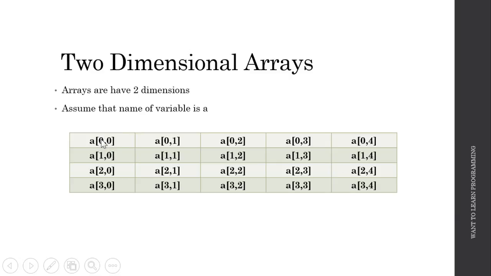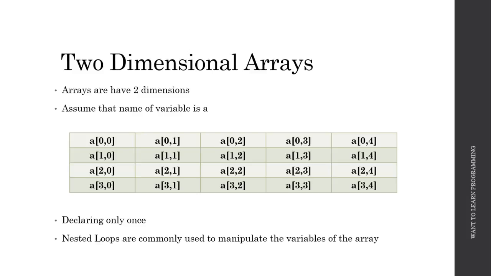The first index is the row index, that is it specifies the row number, that is row number 0, row number 1, row number 2, row number 3. And the second index is the column index, which specifies the column number, column 0, column 1, column 2, column 3, column 4. So again, here declaring is only once, that is you can declare the entire array using just one statement. And nested loops are frequently used to manipulate the variables of these two-dimensional arrays.